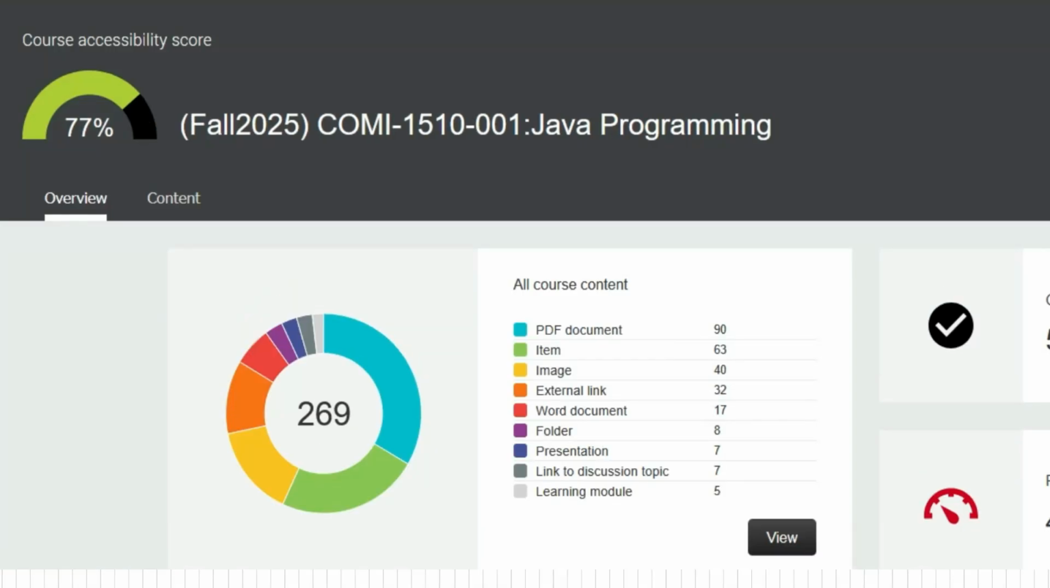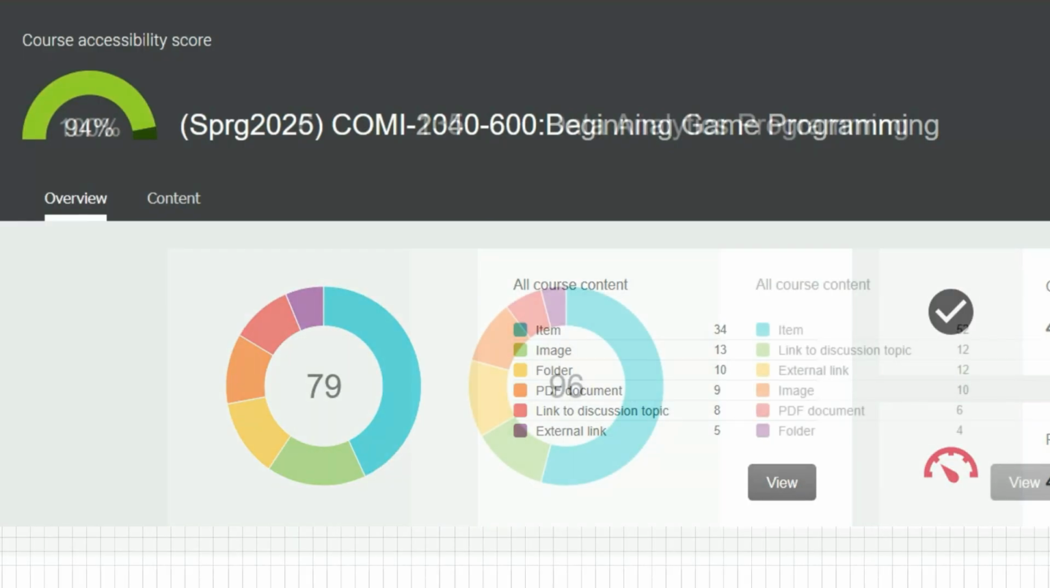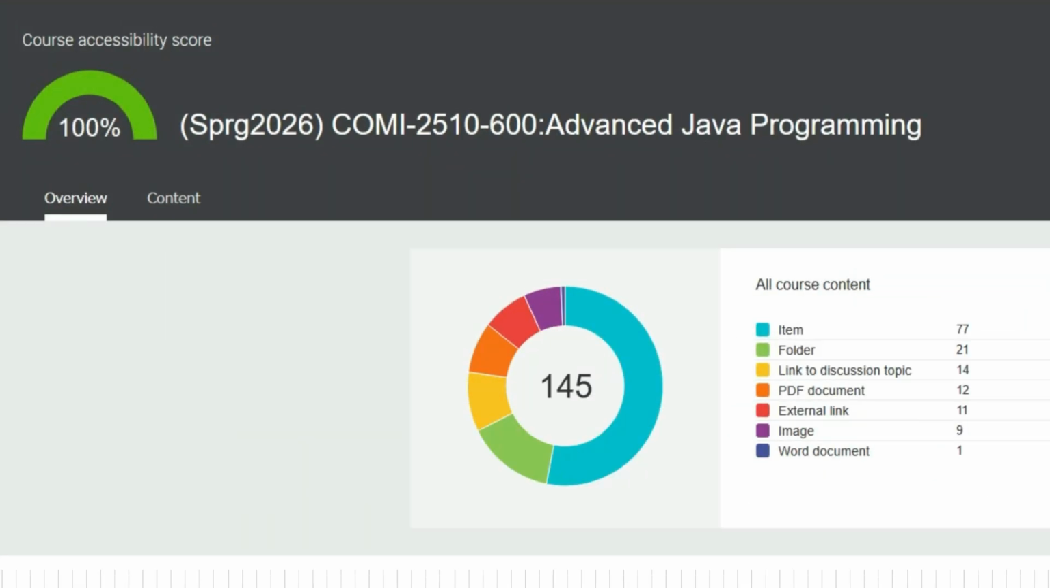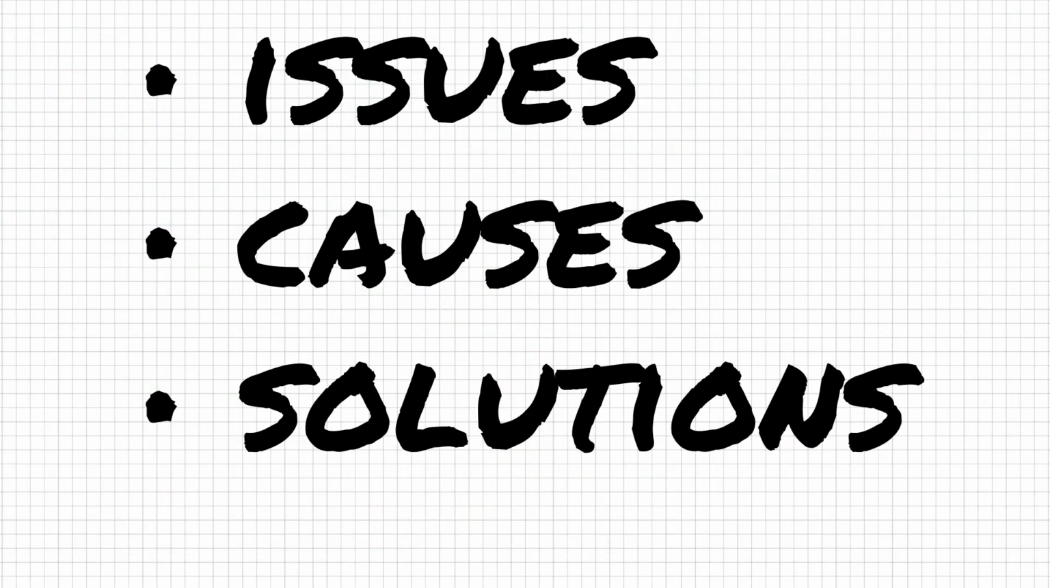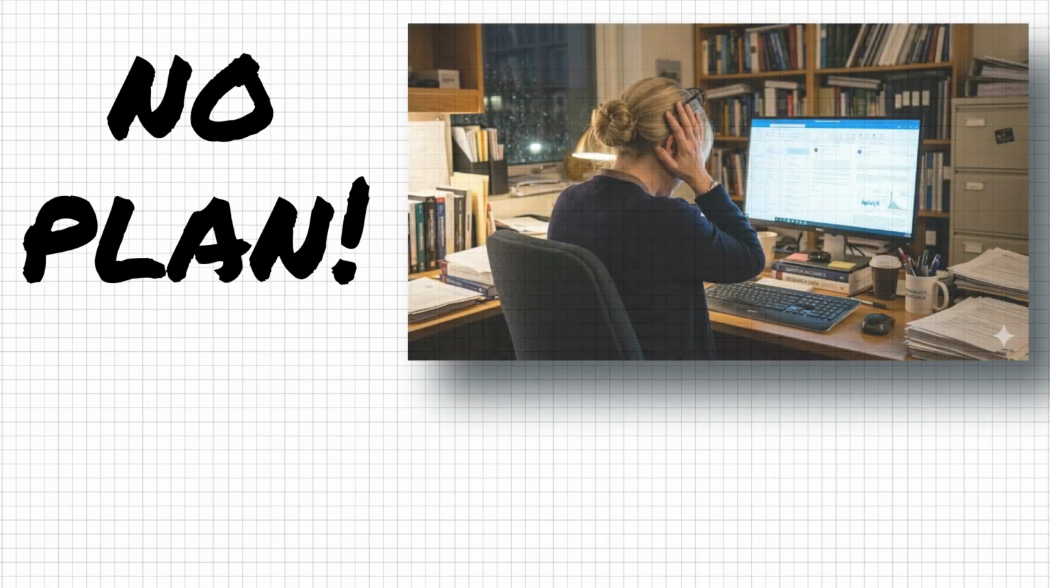I was very discouraged when I saw the initial accessibility scores for my Blackboard courses. Working through them one at a time, it took me every spare minute for weeks to clear them out. And that's because I didn't understand all the issues, their causes, and their solutions before I started, and I didn't have a clear plan of attack.